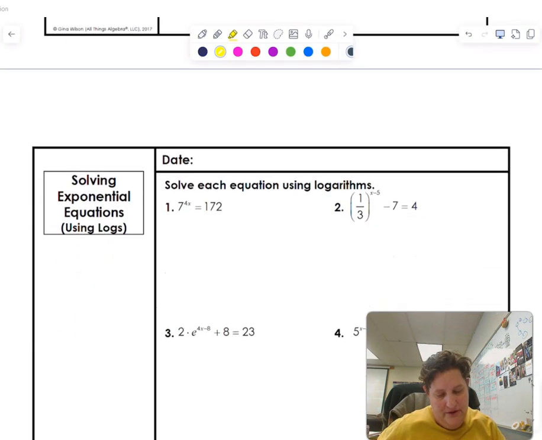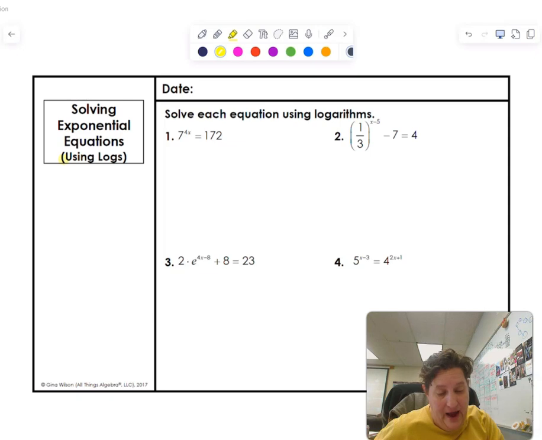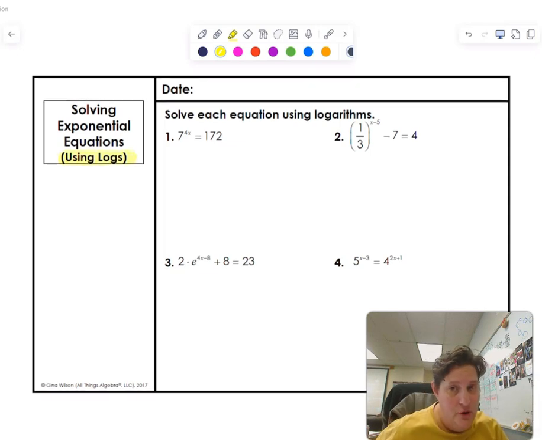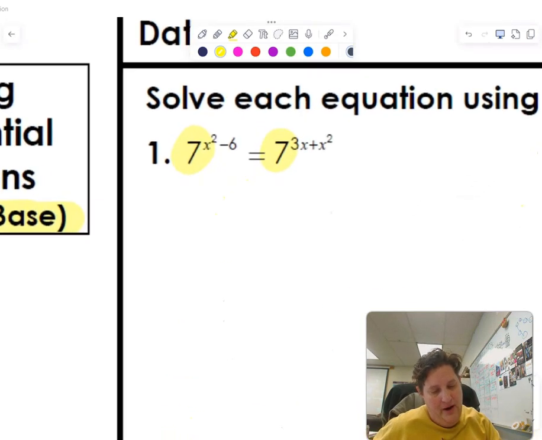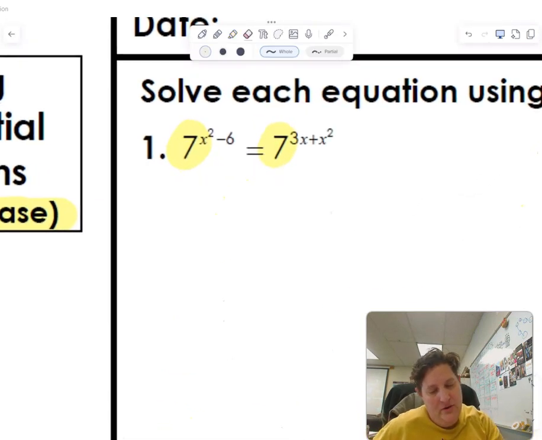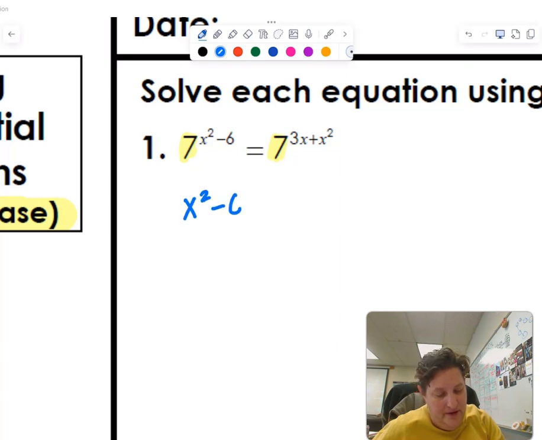And then we have ones where we cannot get a common base and we have to use logs to solve it. Those are the two types, okay? Alright, so let's check this out. When you guys see that it already has its common base, right? Remember we said we could just set the exponents equal to each other. Okay, so I'm going to get x squared minus 6 equals 3x plus x squared, and then we solve it.